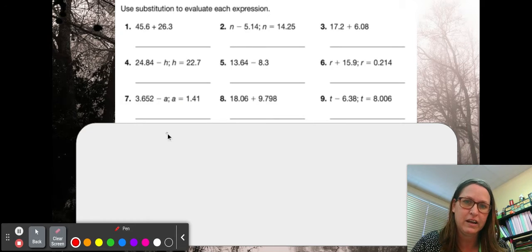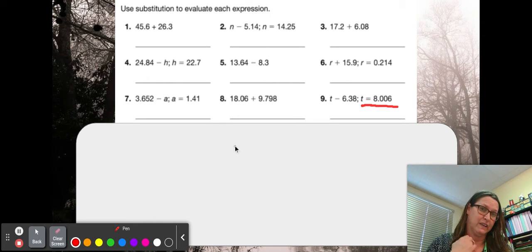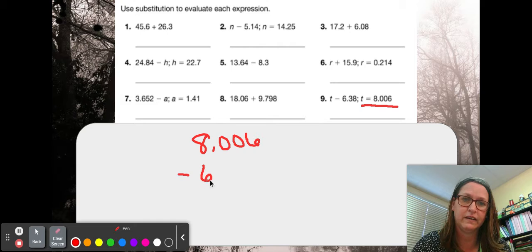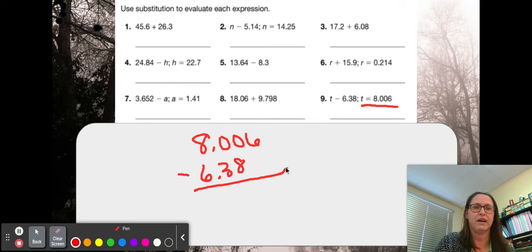Okay, and for number 9, it is t minus 6.38 when t equals 8.006. So the first thing I have to do is I have to substitute in 8.006, and then I'm going to fill out the rest of the problem, minus 6.38. Step 2 is I add my extra zeros, so I have to put one right here. Step 3 will be subtract it like a normal problem, so 6 minus 0 is 6. 0 plus 8 is 8. 0 plus 3 is 3.